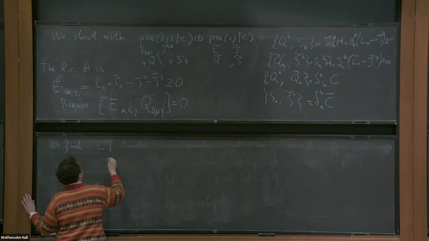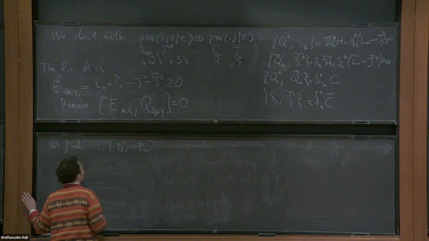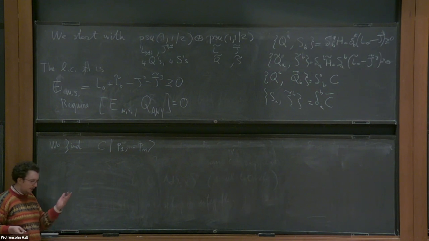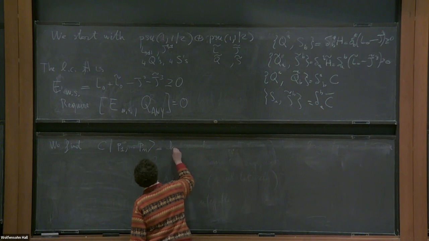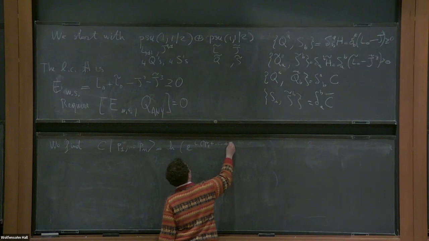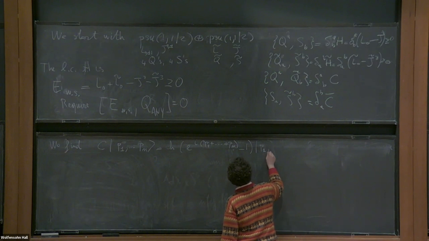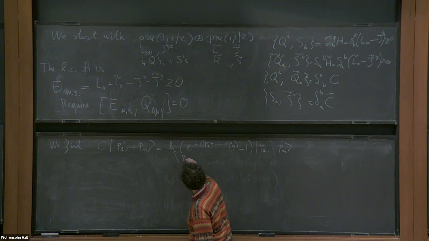So C acting on, let's say, a state that contains n excitations. There is some state where I've excited n fields of these bosons and fermions. I created operators A and A daggers, and I gave them some momentum. And this thing is proportional to some number. And it has this very particular form. And this number here is proportional to the strength of the Ramond-Ramond flux.